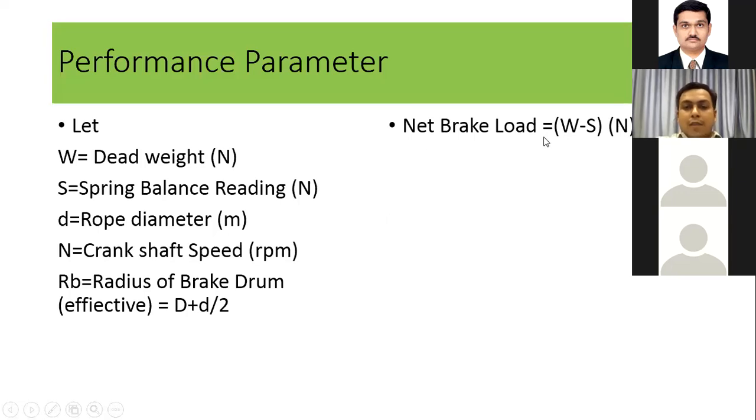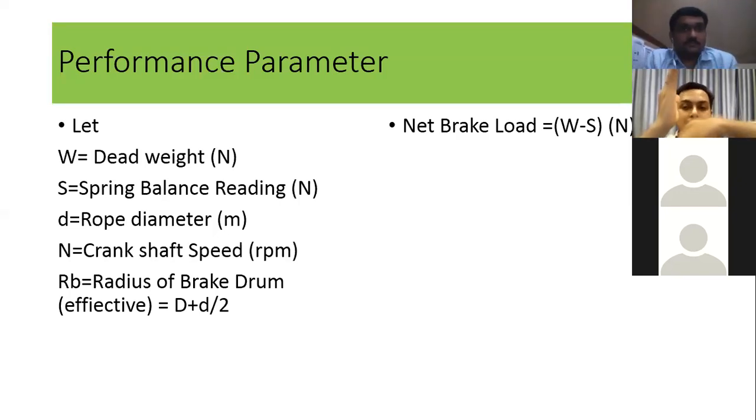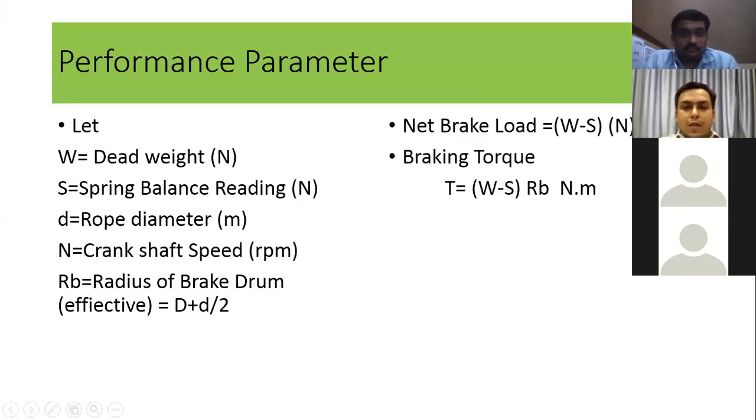Now net brake load: the dead weight is acting in the downward direction, the spring balance is acting in the upward direction, so finally the resultant is W minus S. It is also in the unit of Newtons. Then braking torque. Torque equals force into perpendicular distance. Here the shaft is like that and we have a drum, so the perpendicular distance is the effective radius. So we get W minus S into R B.